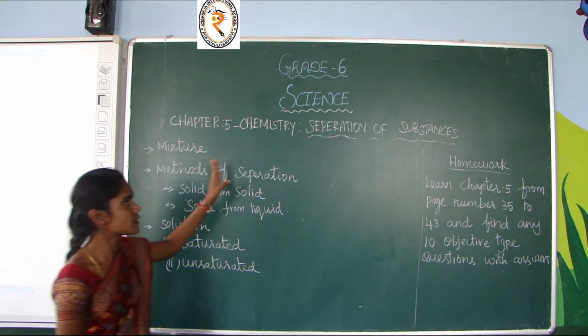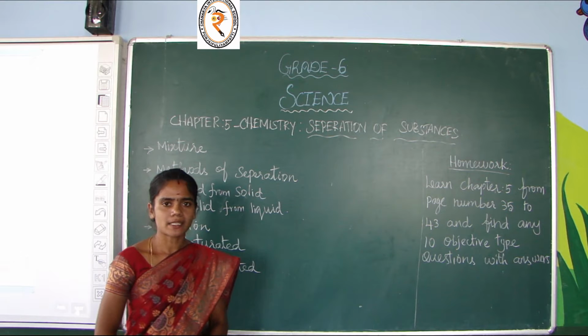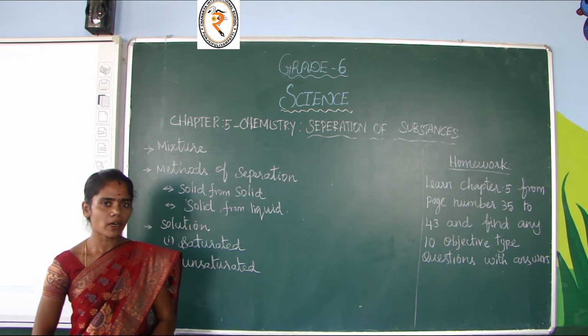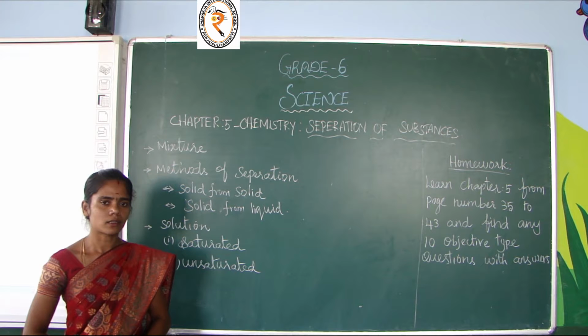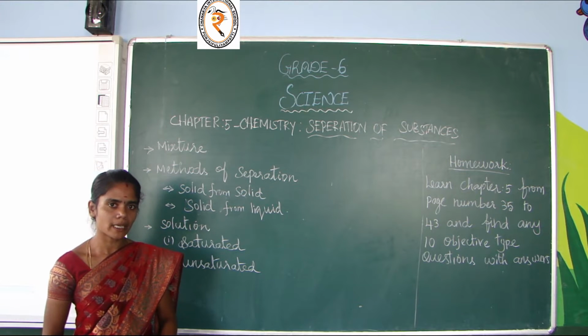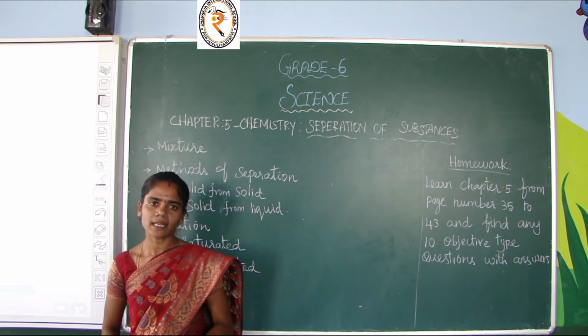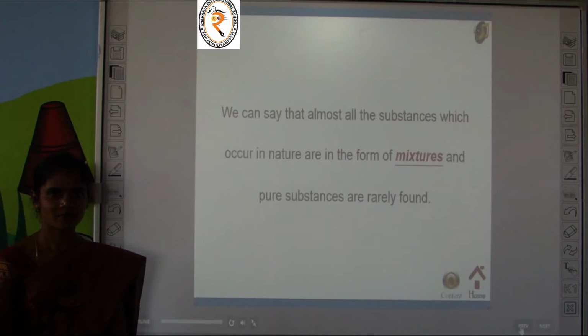First, what is the name of the chapter? It is separation of substances. What is called a substance? A substance is made up of one or more particles. That is, it is made up of matter. Okay, come children, let us see this chapter in detail.